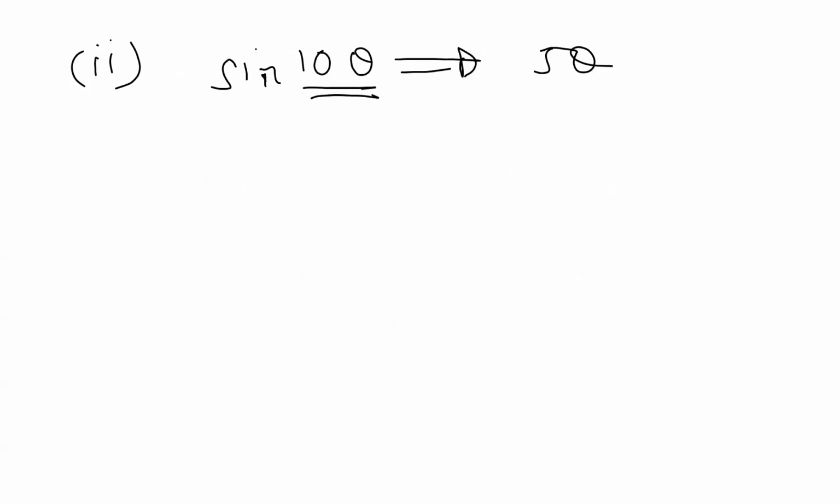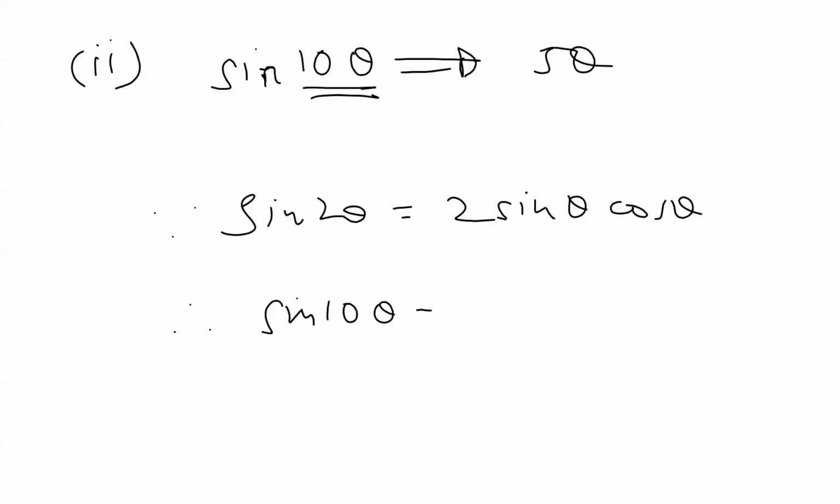Second one, sin 10 theta in terms of 5 theta. They're not saying to convert it into sine or cos, but 10 theta divided by 2 is 5 theta. So we'll have to use half angle. So sin 2x is 2 sin x cos x. Therefore, sin 10 theta is equal to 2 sin 5 theta cos 5 theta.